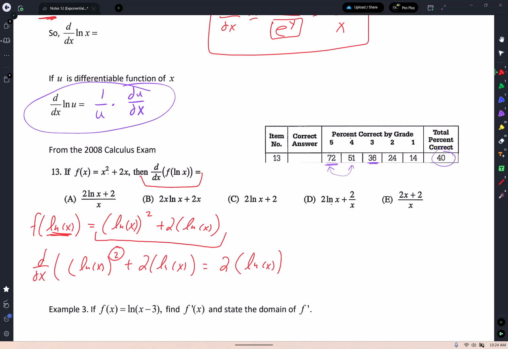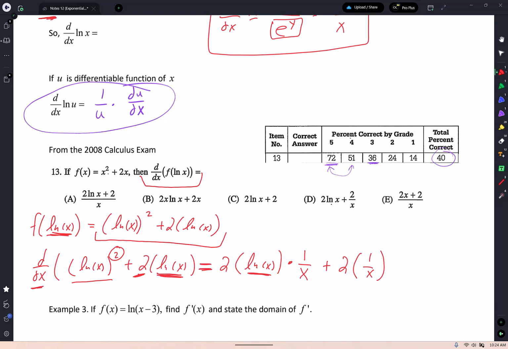I'm not done yet. Chain rule times the derivative of the inside. You guys just told me what the derivative of ln of x is. What's the derivative of ln of x? 1 over x. So we're done with this term. Plus, this is a constant. It doesn't have a variable, so I don't have to worry about product rule. I can just write 2 and then take the derivative of ln of x. What's the derivative of ln of x? 1 over x.